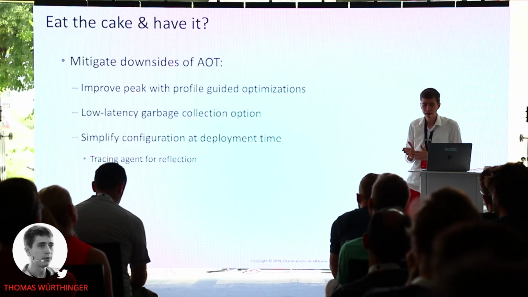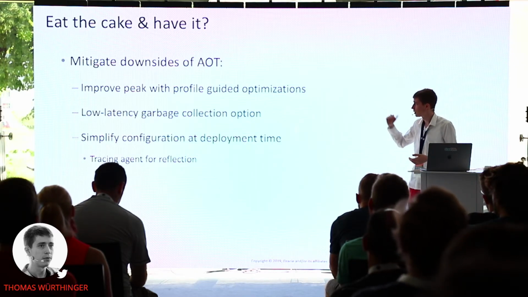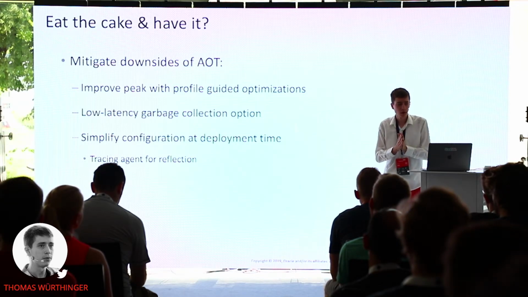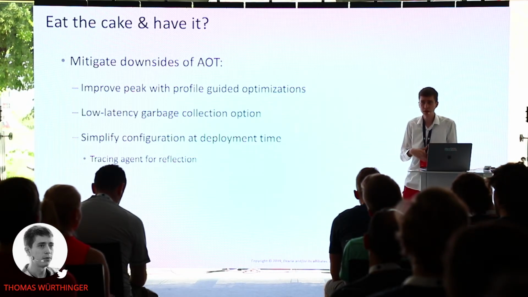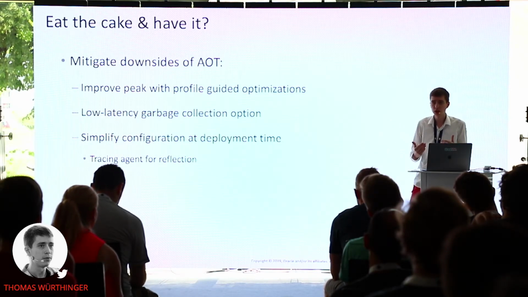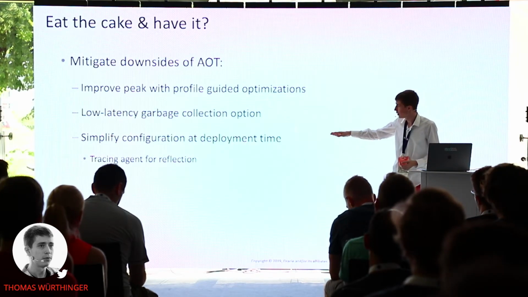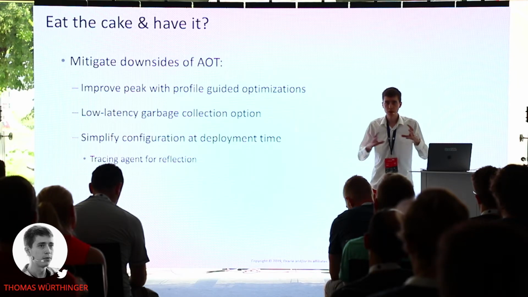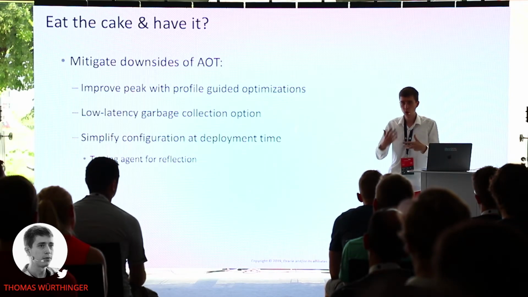So how can we mitigate the downsides of the ahead of time compiled mode? One, as I already mentioned in the presentation, is improved peak performance with profile guided optimizations. This helps with the peak aspect. What we're working on as well is low latency garbage collection options, because that's more an implementation detail of GraalVM than a high level difference between AOT and JIT. There should be just the same garbage collectors available. And the final downside that we try to mitigate is to simplify the configuration and deployment time, because at the moment if you have a very complex Java application, you might not be able to run the AOT compiler on it because it uses too much reflection or too weird constructs.